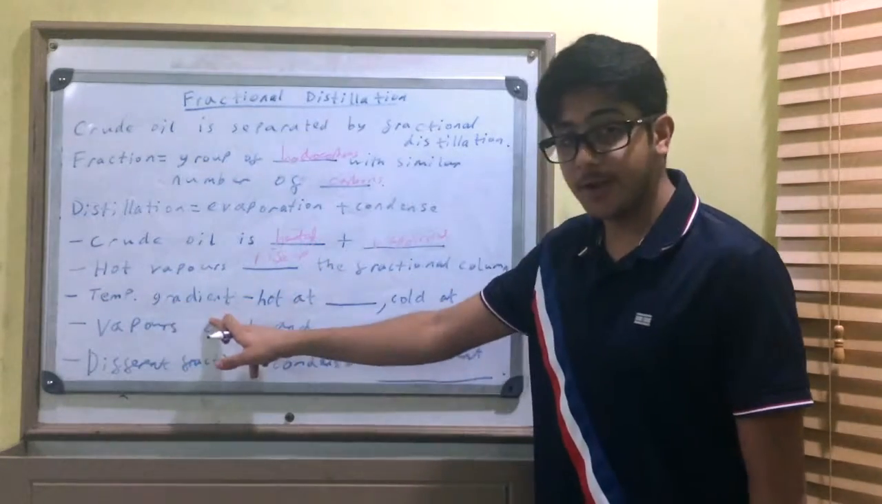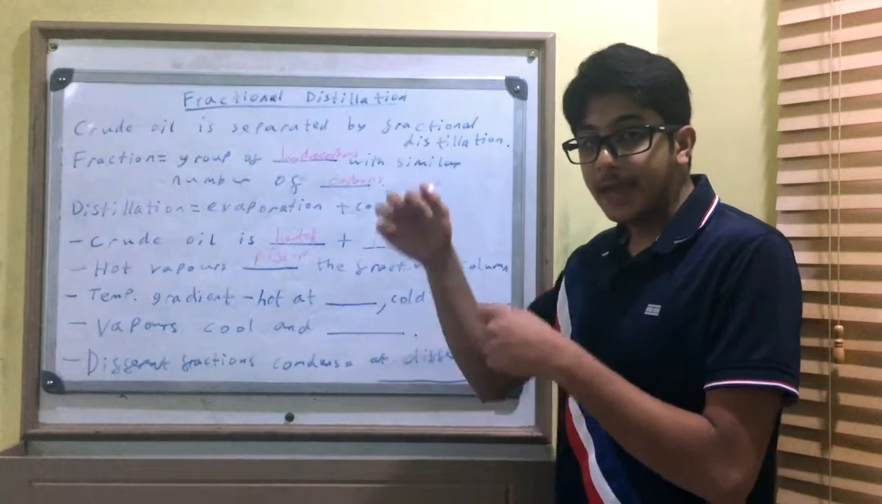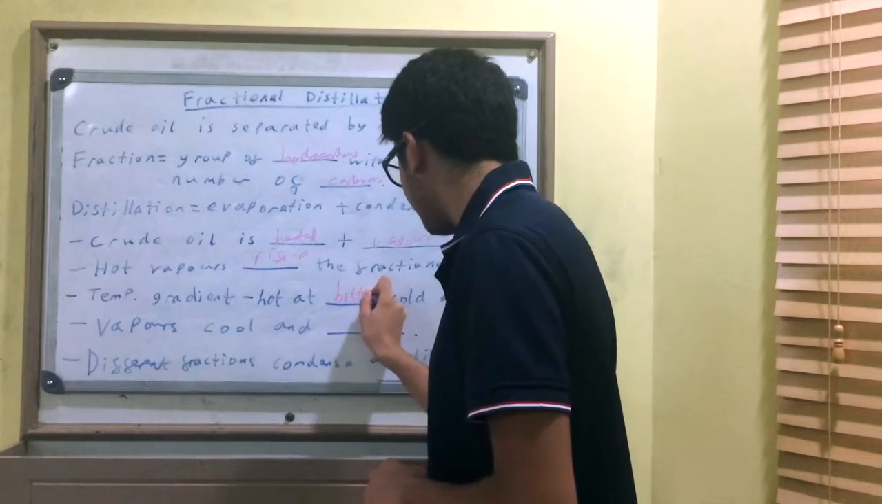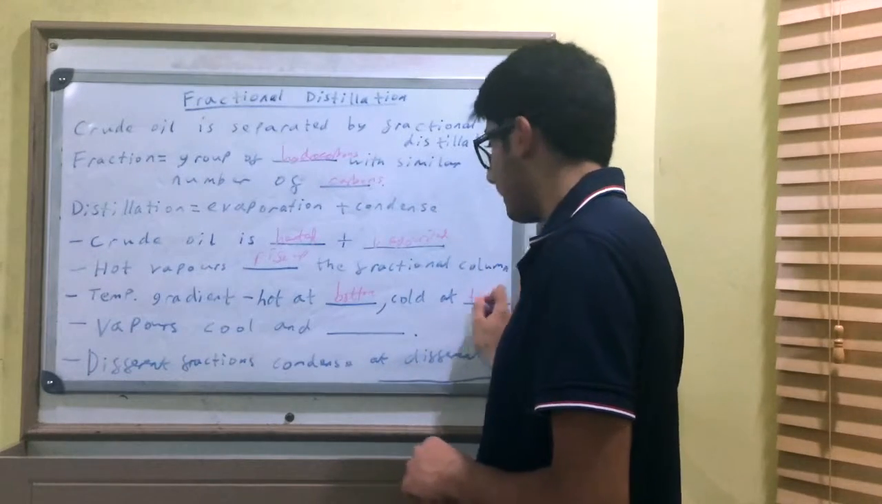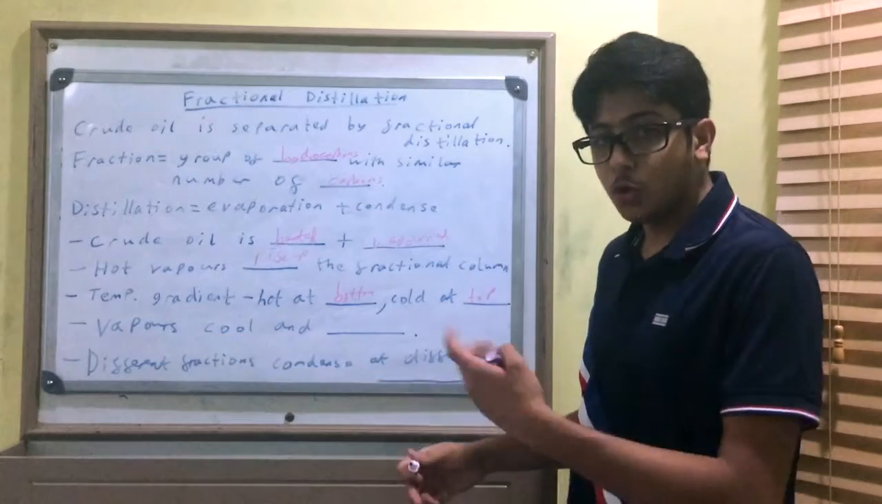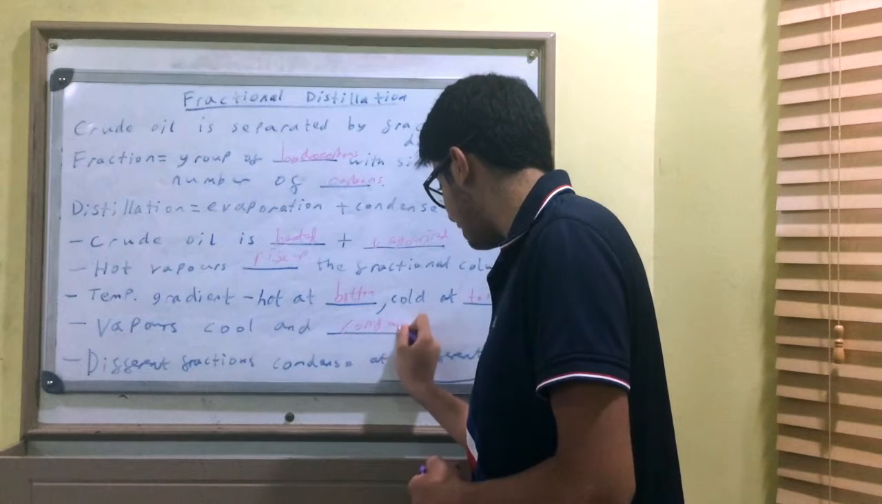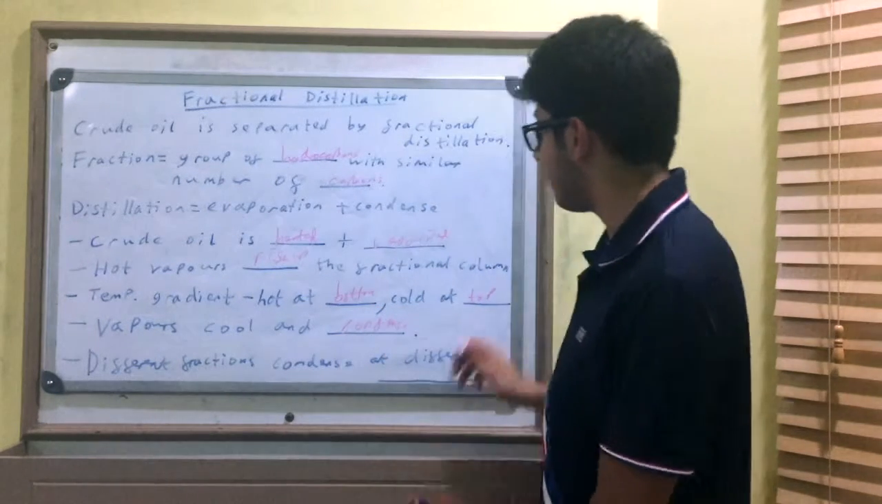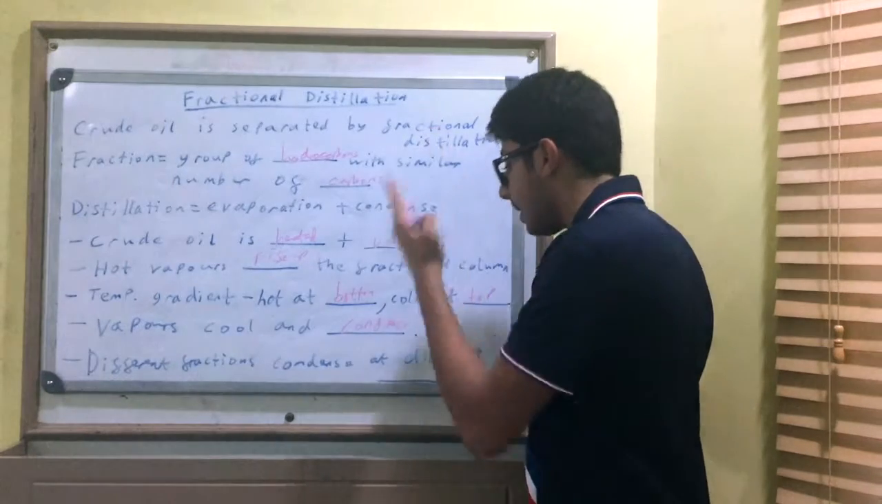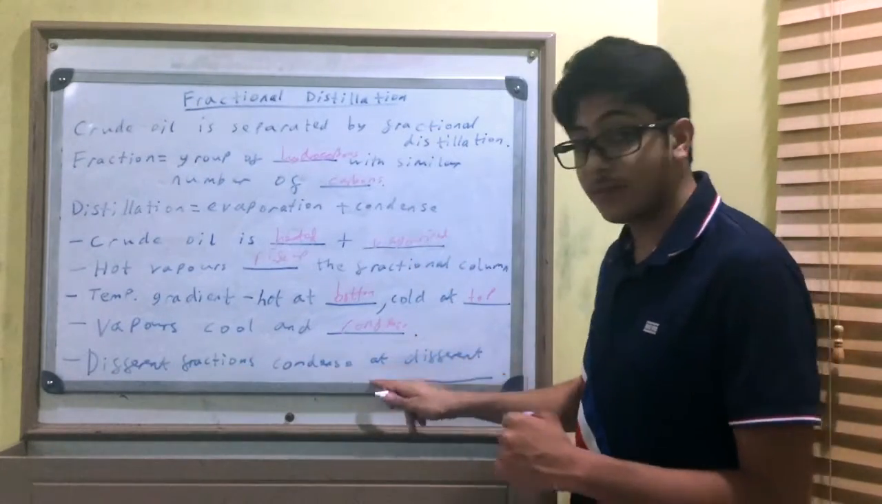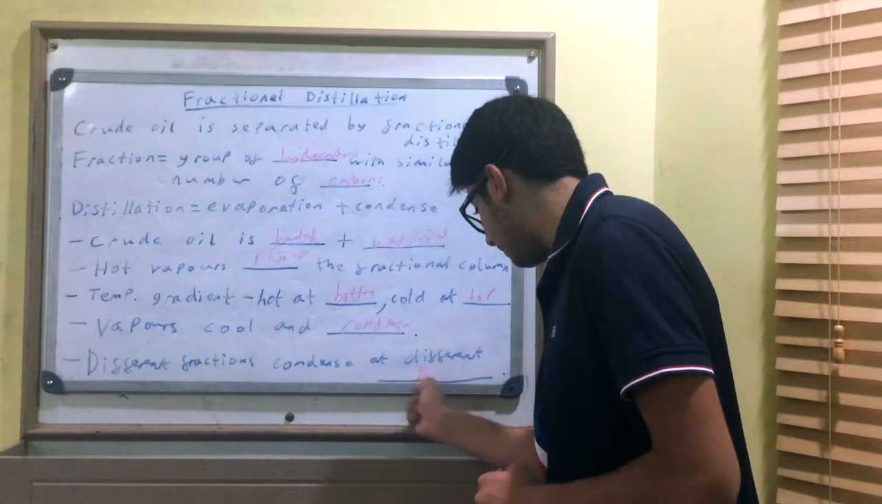There is a temperature gradient. Hot at the bottom and cold at the top. The vapors then cool and condense. Remember, this is fractional distillation, so there's going to be distillation taking place. You vaporize them and then you condense them. And different fractions condense at different boiling points.